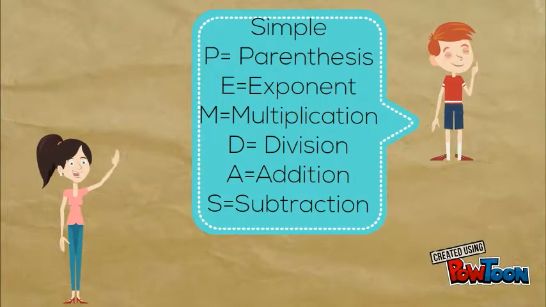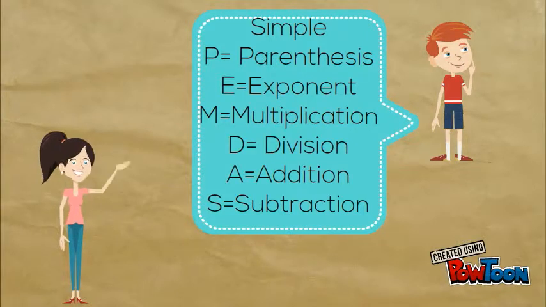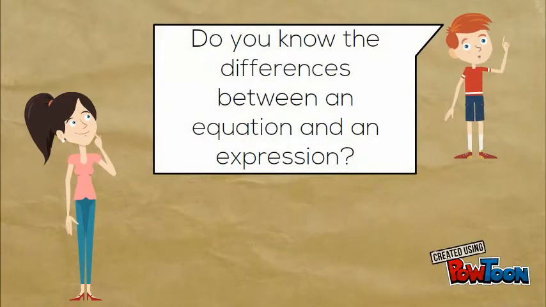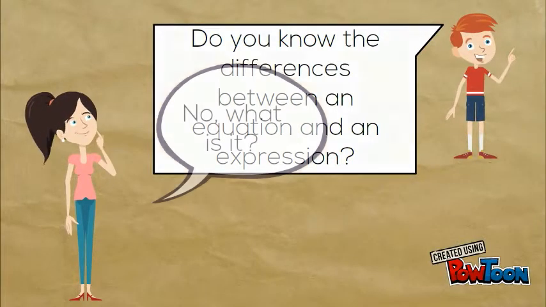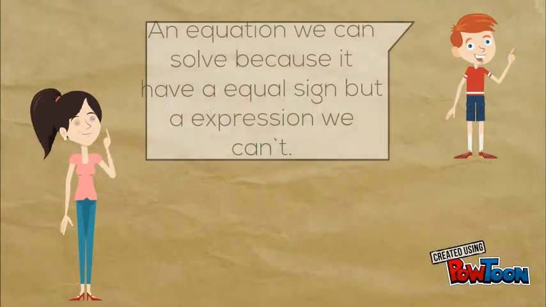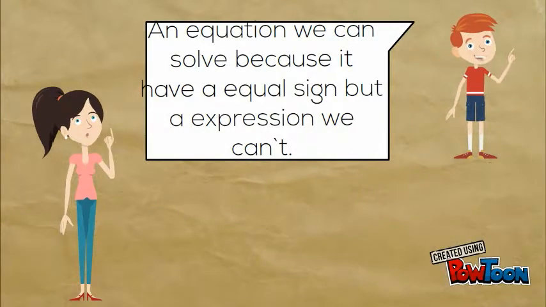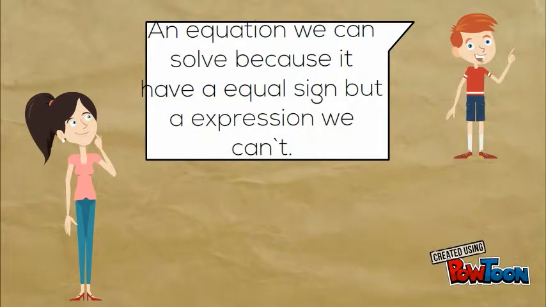Simple. P for parentheses, E for exponent, M for multiplication, D for division, A for addition, and finally S for subtraction. Do you know the difference between an equation and an expression? No, what is it? An equation we can solve because it has an equal sign, but an expression we can't.